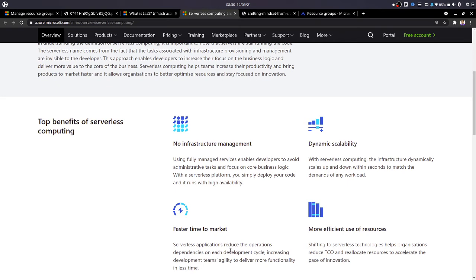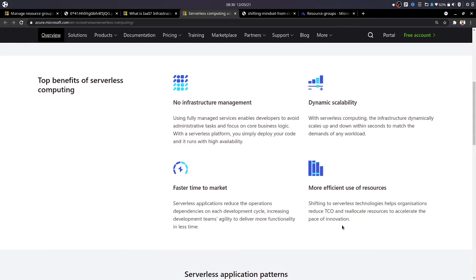Faster time to market, reduced operational dependencies, and shorter development cycles, so you can roll out faster. More efficient use of resources: shifting to serverless technology helps organizations reduce TCO and reallocate resources to accelerate the pace of innovation. The resources that you're using are proper, and there is no unnecessary usage of resources, so it will help you in cost efficiency, as well as help you maintain the integrity of your application.